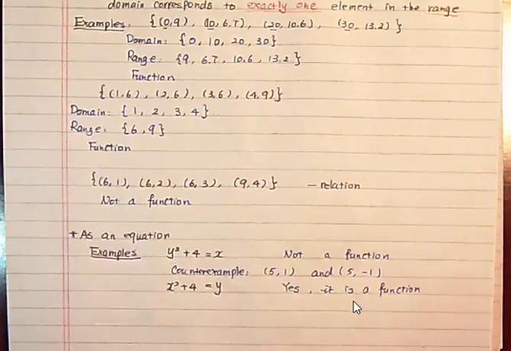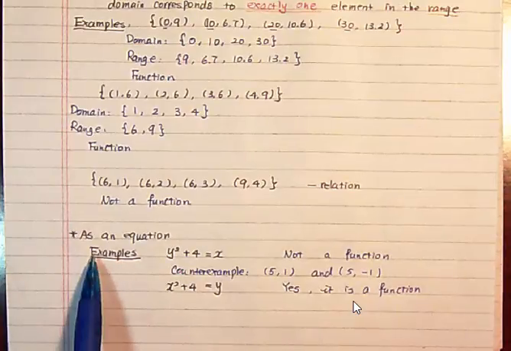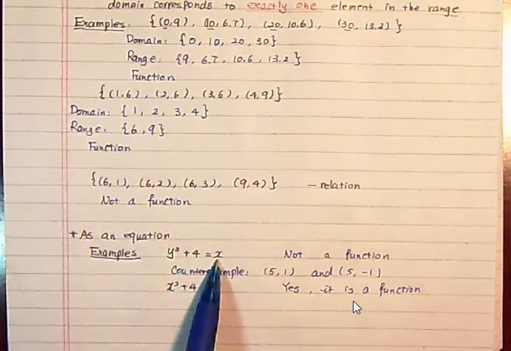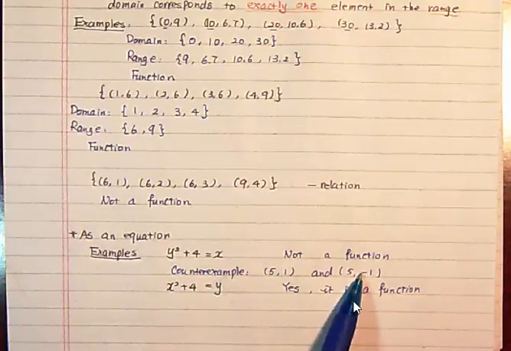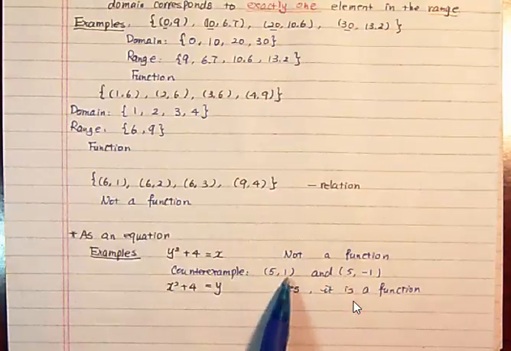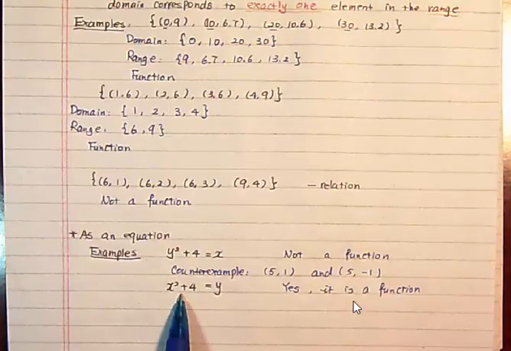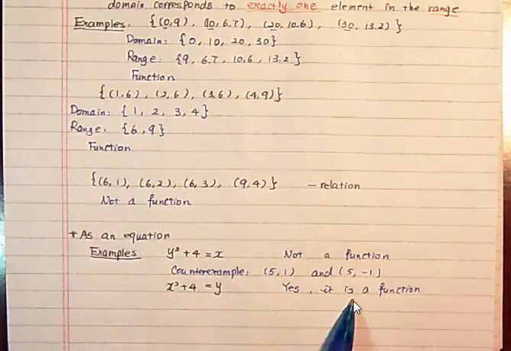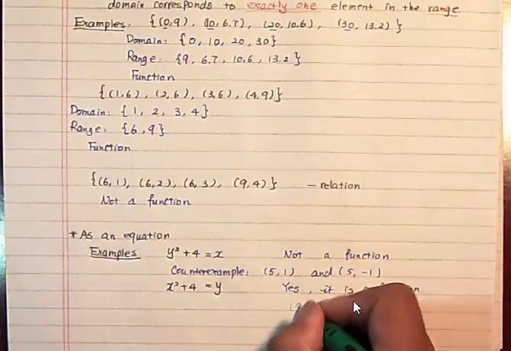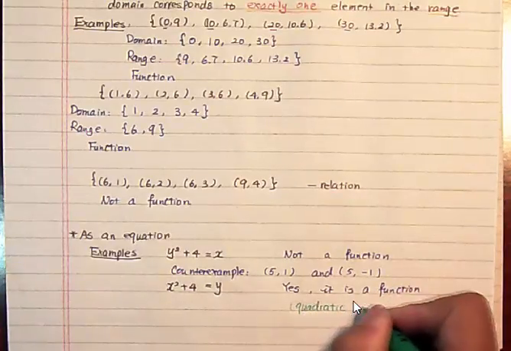Sorry, I just noticed that the screen is not displaying. Let's go back to what I talked about as an equation. Example: y squared plus 4 equals x. We say it's not a function because, for instance, when x equals 5, you have two outputs corresponding to it. So it's not a function. x squared plus 4 equals y is a function, and later on, I think in chapter 2, we are going to learn that this is a quadratic function.